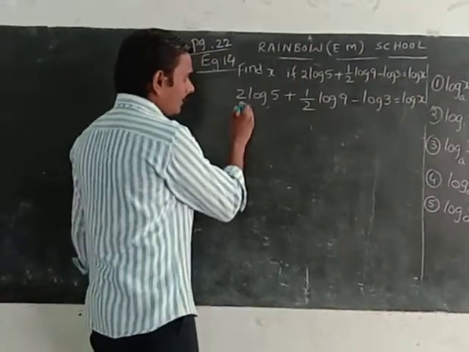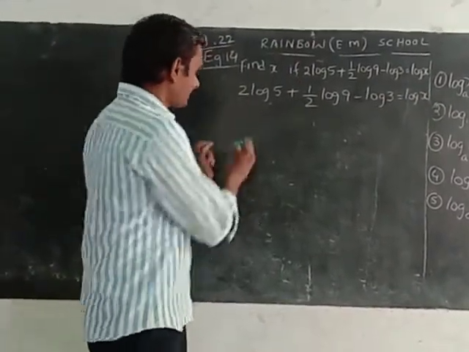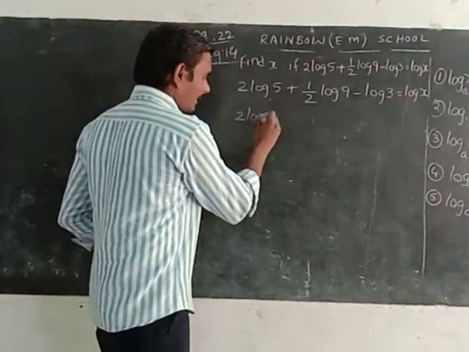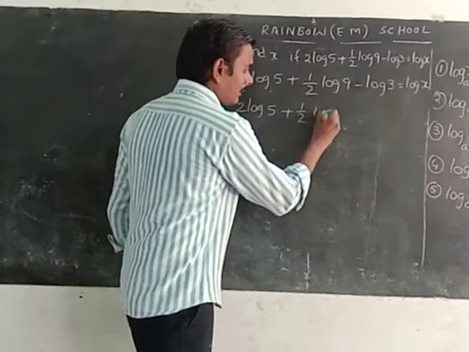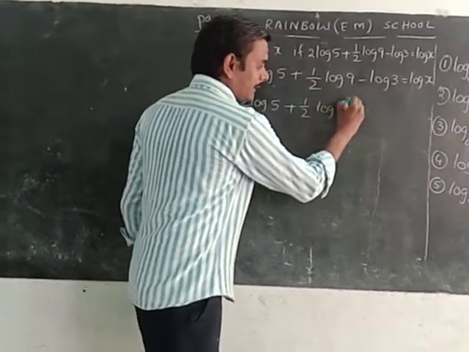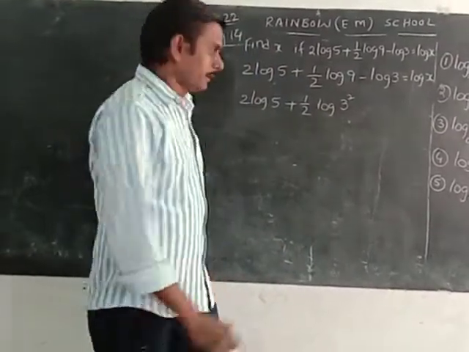Now, it is in the form of which formula? First write again: log 5, same only. Log 5 plus 1 by 2 log 9. We can write 9 as 3 square.